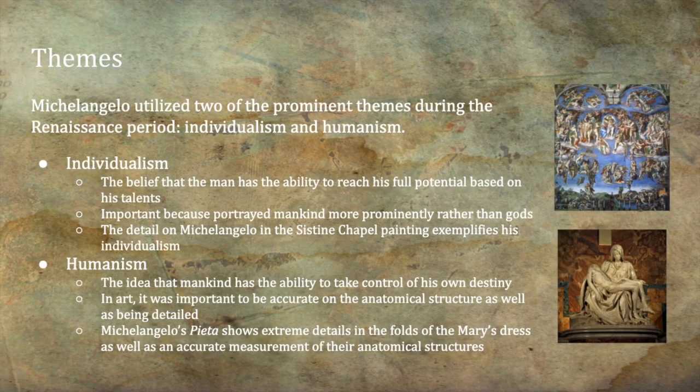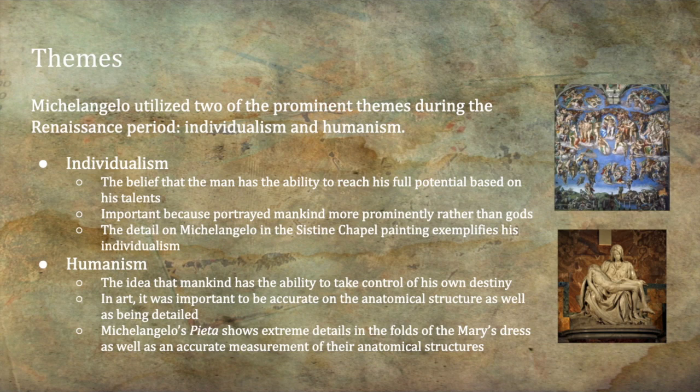Michelangelo used a lot of themes in his artworks. However, during the Renaissance period, he utilized two of the most prominent themes during this time, which was individualism and humanism. Individualism is the belief that the man has the ability to reach his full potential based on his talents. This theme was really important during this period because it portrayed mankind more prominently rather than the gods. An example would be the detail on Michelangelo in the Sistine Chapel painting, which exemplifies his own very individualism.